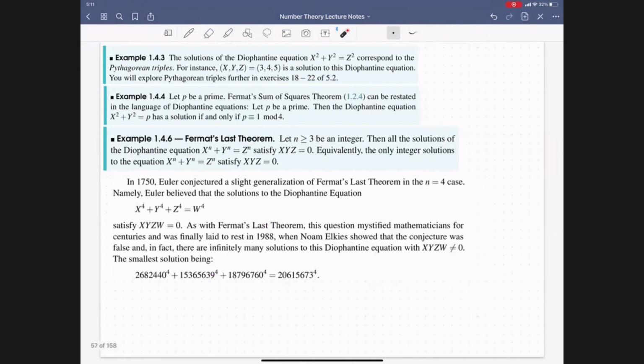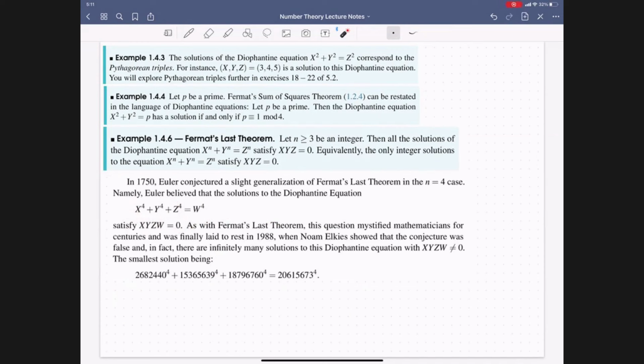On a similar note, we can try to generalize Fermat's last theorem and look at the equation x to the 4 plus y to the 4 plus z to the 4 equals w to the 4. So just add an extra term. And Euler considered this in 1750. And he believed that, just as with Fermat's last theorem, if a solution existed to this Diophantine equation, it must satisfy that x, y, z, w, the product of it, must be 0.